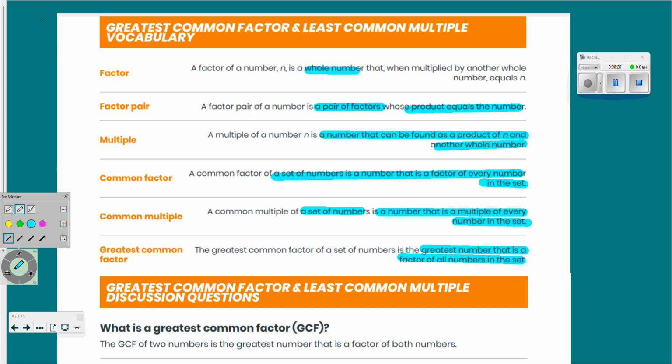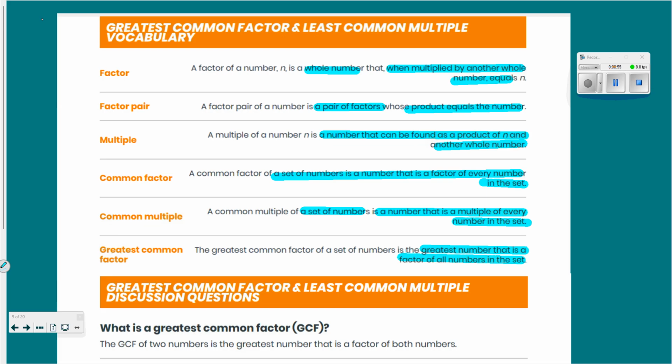So remember, a factor is a number n that will multiply by another whole number to equal some number. In other words, if I'm doing a multiplication problem, it's the numbers that I'm multiplying together. Those are the factors. A factor pair is a pair of factors whose product equals a number. So if I'm looking at factor pairs, I'm going to give you a number that is the product of those two, and ask you what two numbers go together to make it. Those are the pairs.